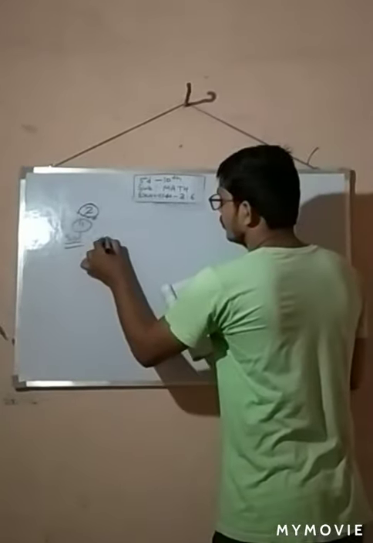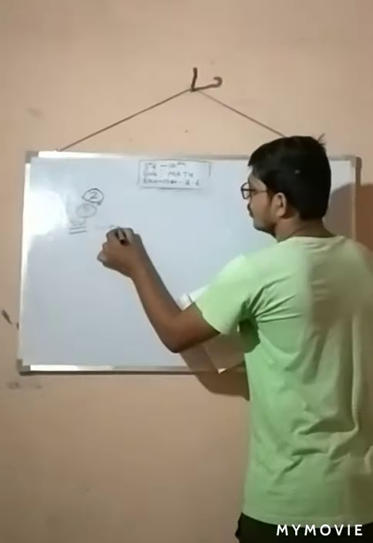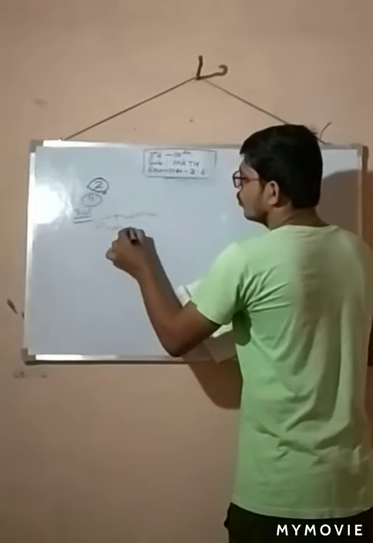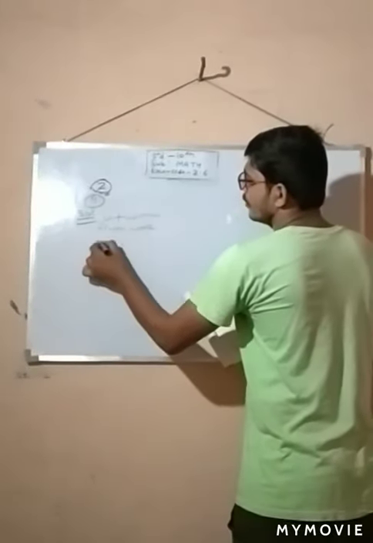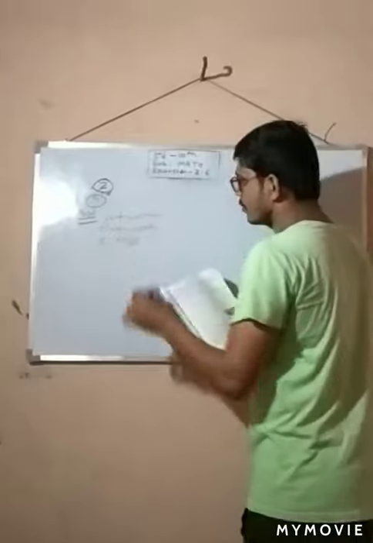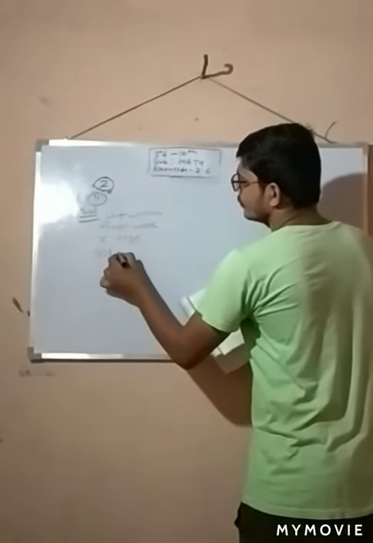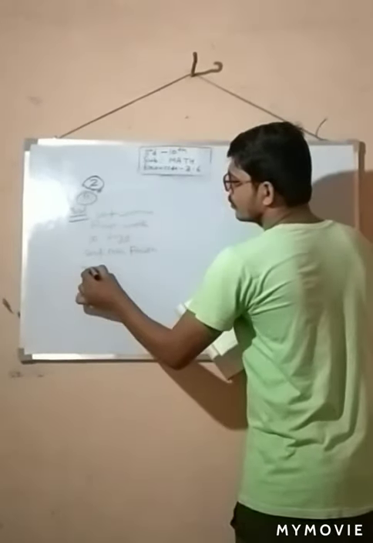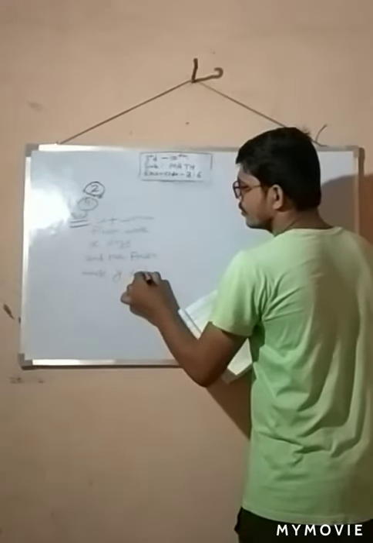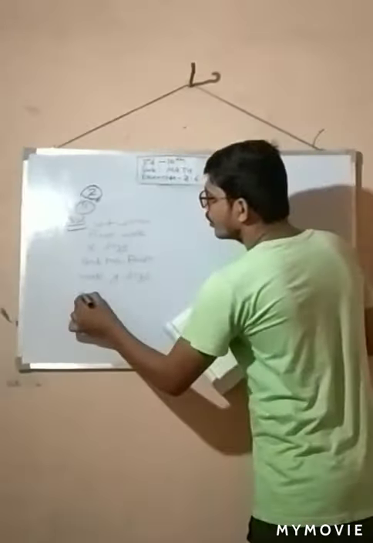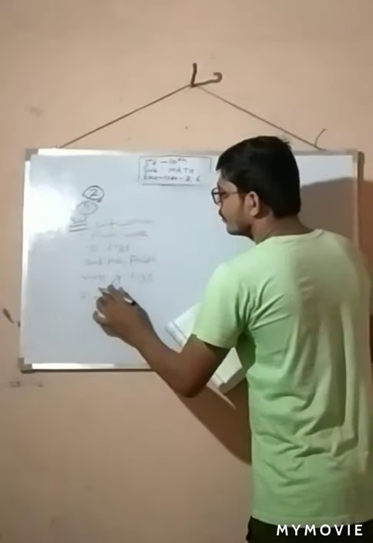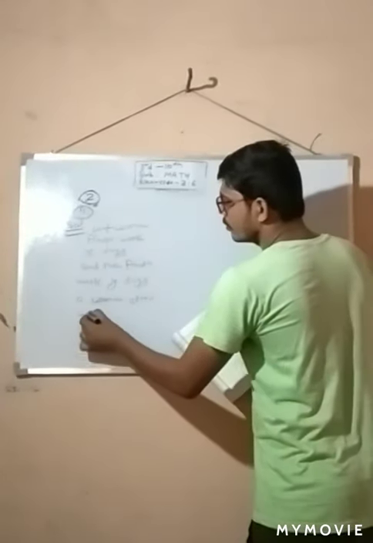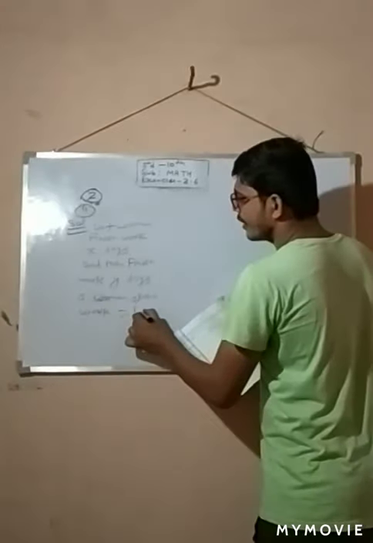Let woman finish work in X days and man finish work in Y days. A woman alone's work in one day is 1 by X, and a man finishes work in one day 1 by Y.